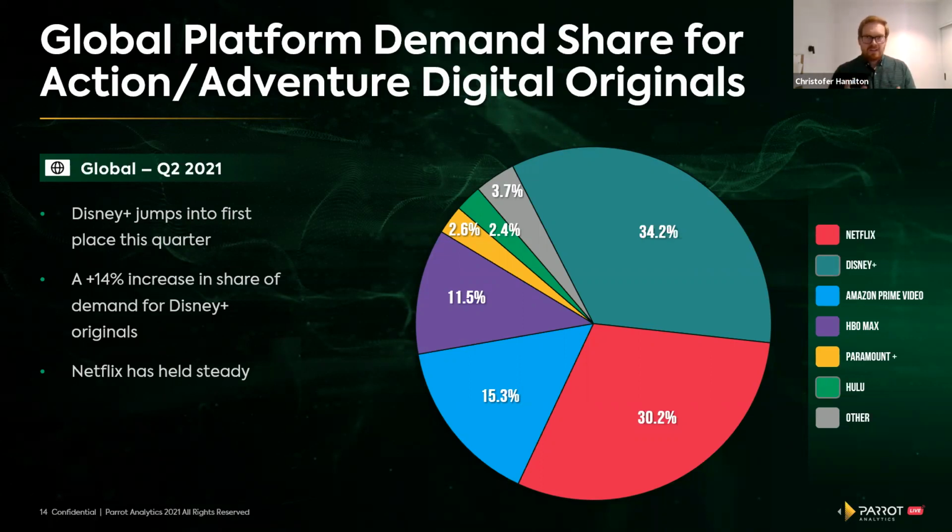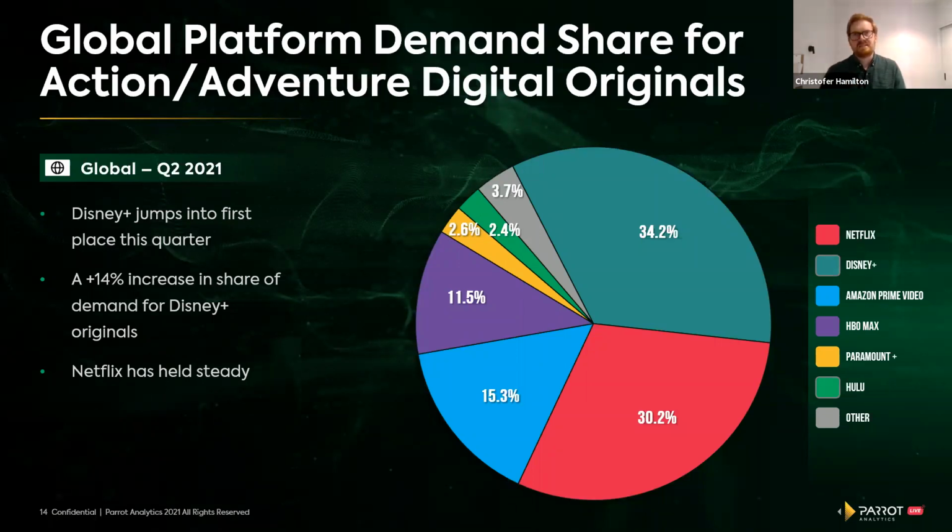Important to note, if you look at Netflix, its share has held steady. It's basically the same share it was in Q1. So Netflix is holding up well in the face of increased competition from Disney Plus. Again, important note, Amazon has actually grown its share. In Q1, it was 14.6% share here. Now it's 15.3%. So Amazon is succeeding and growing in the face of increased competition.